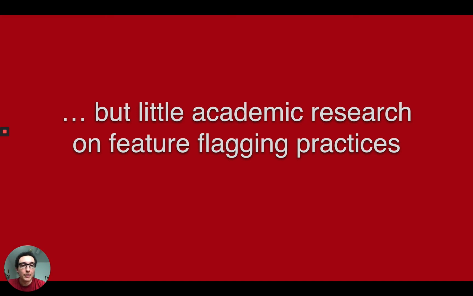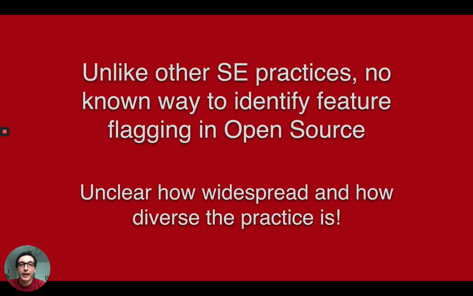The little academic research that exists focuses on a few commercial applications and virtually no studies of feature flagging practices across open source. And we think that this has a lot to do with the fact that there has been no way to systematically identify feature flagging in open source. And because of this, it's just unclear even how widespread and how diverse the practice is, let alone other things that are associated with it.